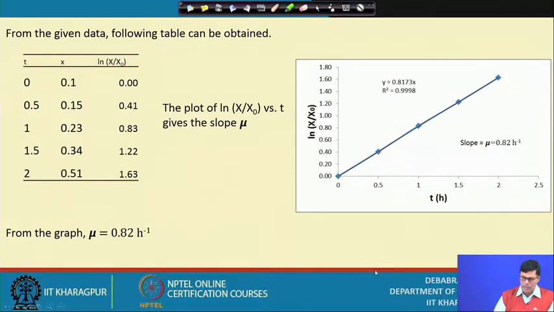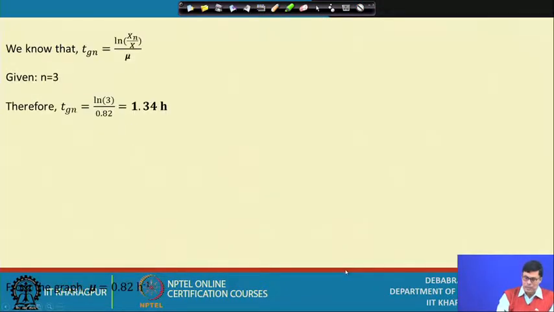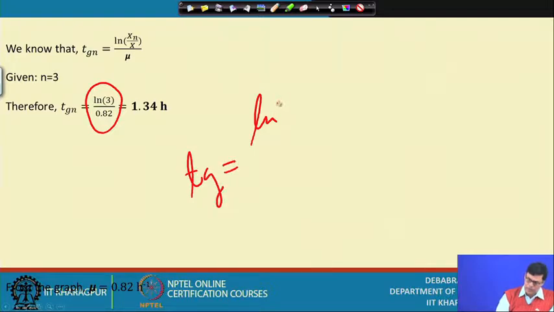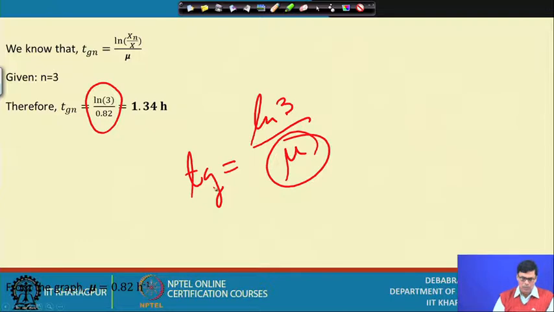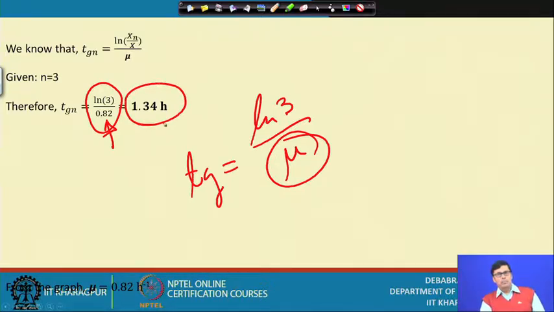And then, as I mentioned, for per generation time, what is that equation? Tg equal to ln 3 by mu. So, we have already estimated the value of mu. We put this value of mu and ln 3 is there, then we can find out the generation time. So, this is a very simple way we can easily determine the generation time of the cells.